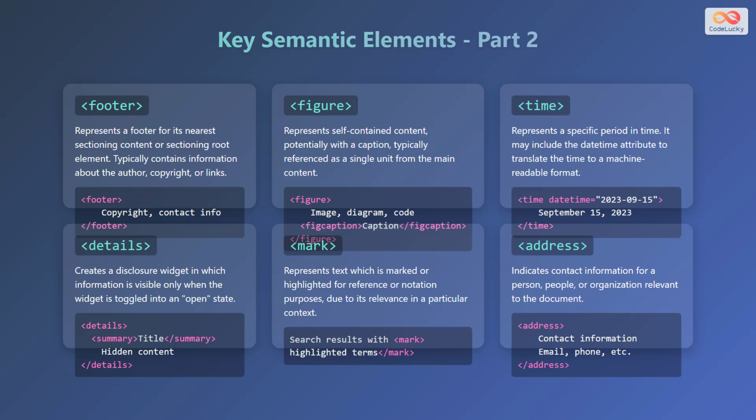The time element represents a specific period in time. It may include the datetime attribute to translate the time to a machine-readable format. The details element creates a disclosure widget in which information is visible only when the widget is toggled into an open state. The mark element represents text which is marked or highlighted for reference or notation purposes, due to its relevance in a particular context. The address element indicates contact information for a person, people, or organization relevant to the document.